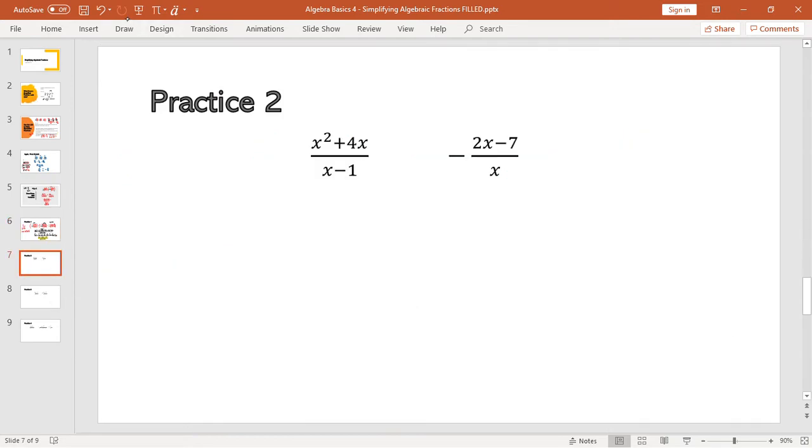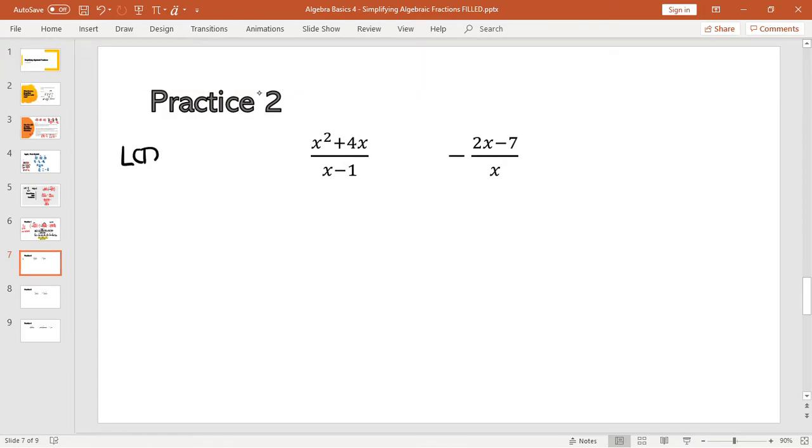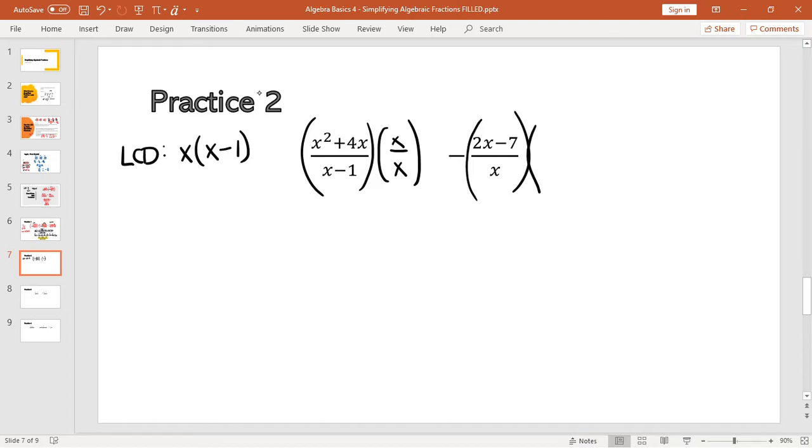Number 2. LCD. There's an x and there's an x minus 1. Two different things, so our LCD will contain both of them. What's missing from this one? x. What's missing from this one? x minus 1.